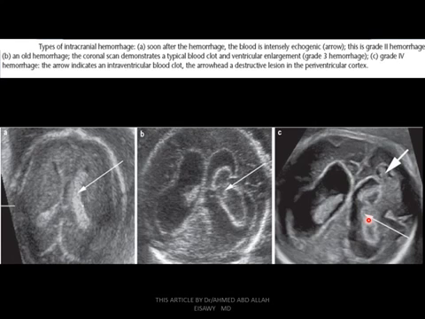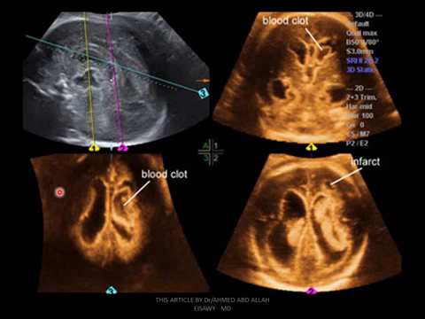hemorrhage. That arrow indicates an intraventricular blood clot. Arrowhead: echogenic region in the periventricular cortex. This is grade 2, grade 3, grade 4. Different presentations of hemorrhage, with blood degradation products in the intraventricular hemorrhage. As we see in this image, this is a blood clot, intraventricular hemorrhage, and we see reconstruction images.